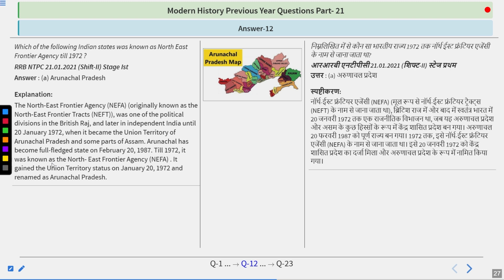Till 1972, it is known as the Northeast Frontier Agency. It gained the Union Territory status on 20th January 1972 and was renamed as Arunachal Pradesh.